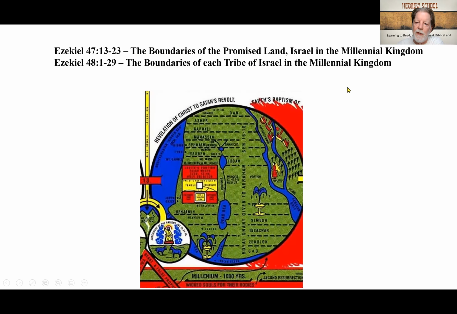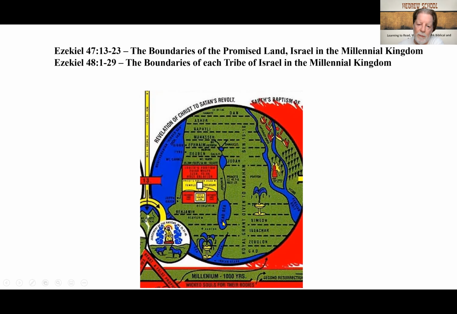This chart is from the Dake Reference Study Bible by Finis Dake, and he has a pretty well-known Bible chart with all the dispensations. This is Dake's picture of the millennium, when, according to Ezekiel 47:13 through 23, the boundaries of the promised land, or Israel, the nation of Israel, in the millennial kingdom are given. And then in Ezekiel 48:1 through 29, the boundaries of each of the tribes of Israel are defined, explained, and really given in great detail.